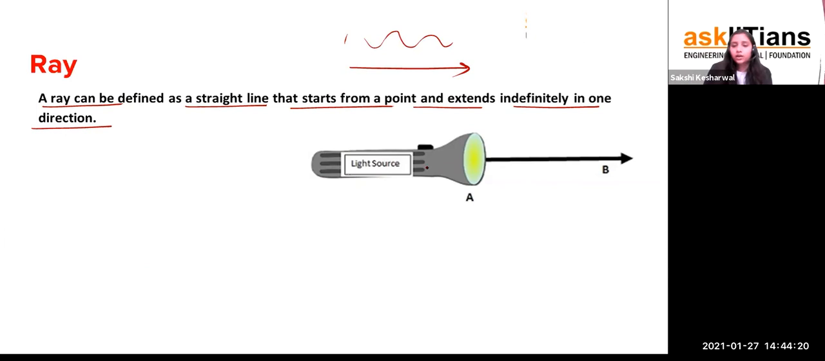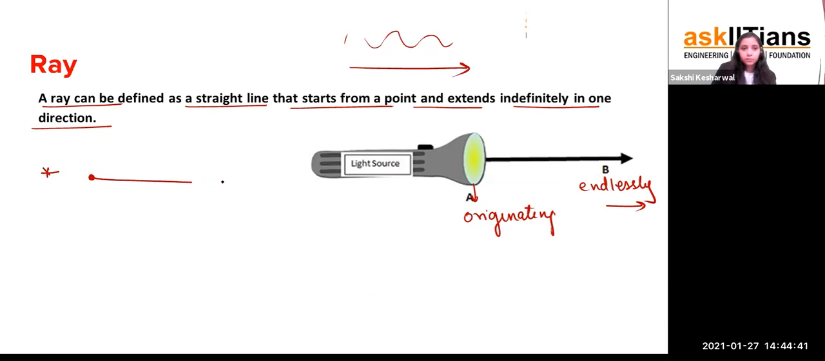This figure is a torch, which you know is originating from here, and it goes endlessly in the other direction, right or not? So you know what a ray is. You know where it is starting, the starting point, and you don't know the end point.